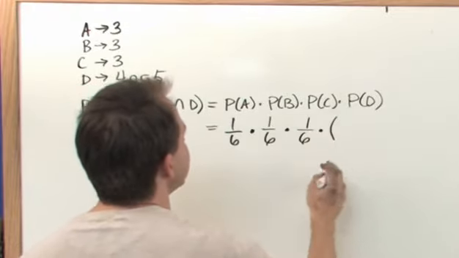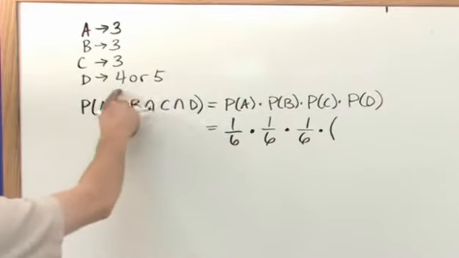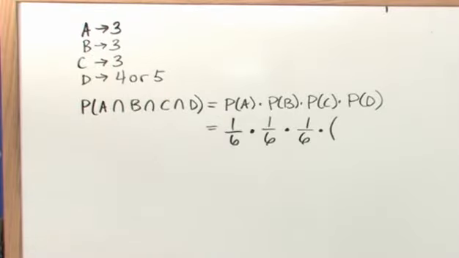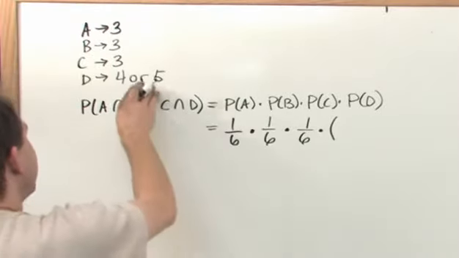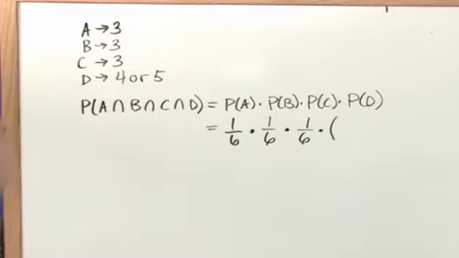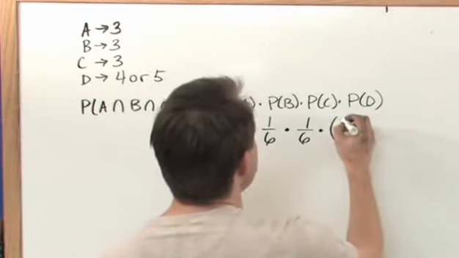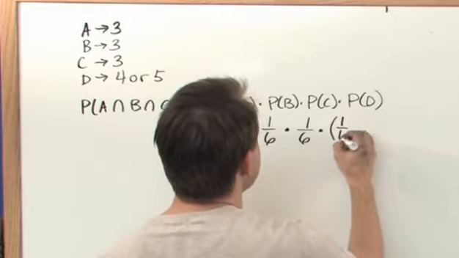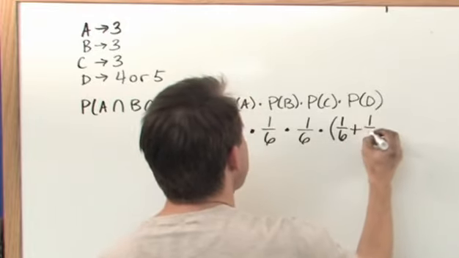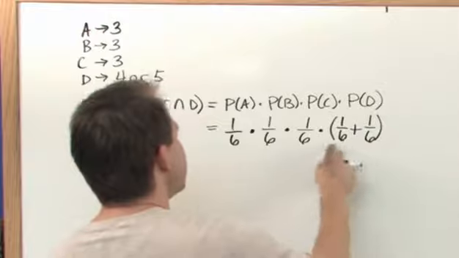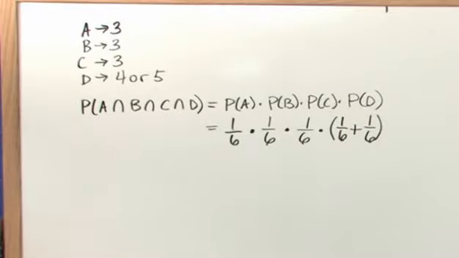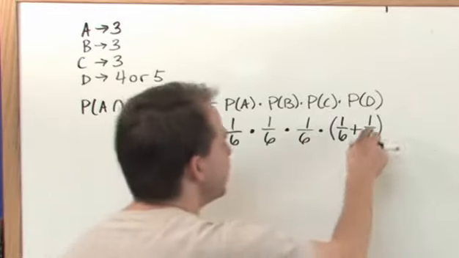Fourth time I roll it, now I'm trying to get a 4 or a 5. Now this goes back to the section right before this. What's the probability of 2 things or together? You add them up. The probability of getting a 4 is 1/6. The probability of getting a 5 is 1/6. So I'm going to add them up to give me the total probability of both of them there. Now you don't have to do any subtraction here.